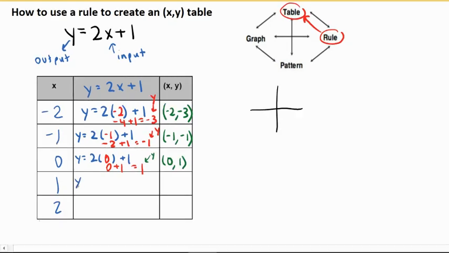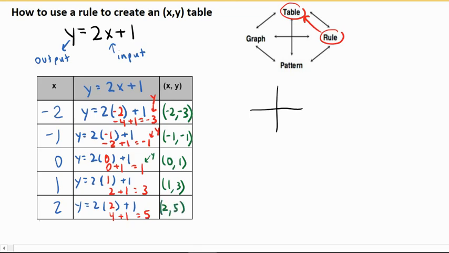Okay, so for this one, we have y equals 2. And we're going to plug in a 1 this time. So 2 times 1 is 2. Plus 1 is 3, so this point will be 1, 3, and last one, this time we're plugging in the number 2. So 2 times 2 is 4, plus 1 is 5, so our last point is 2, 5.